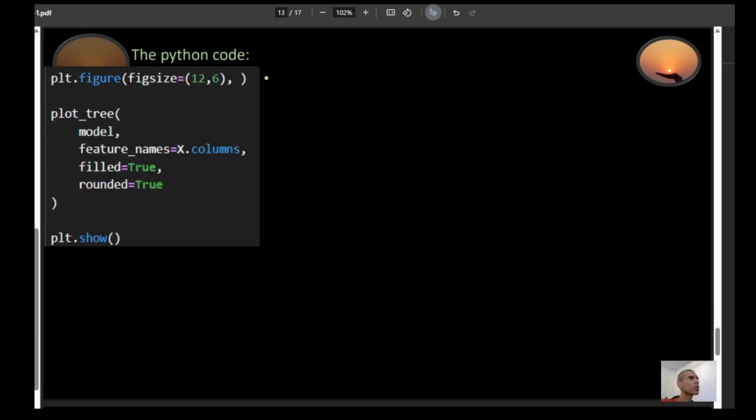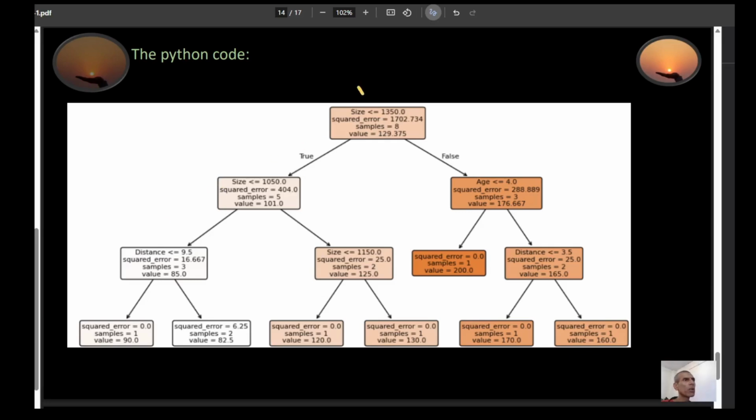And then I use this code to plot the tree. So I'm specifying my figure size. I'm calling the inbuilt method plot tree right here. Specify your model, specify your feature names, filled equal to true, rounded equal to true. You want your numbers to be rounded, and ask it to show. And then at the end, it renders your graph. So this is how I came up with that particular diagram.